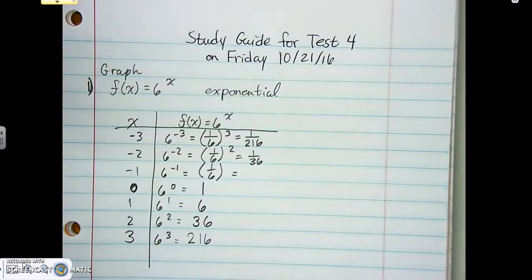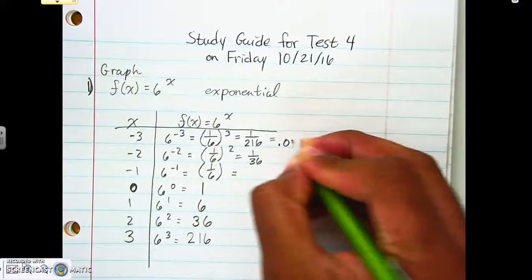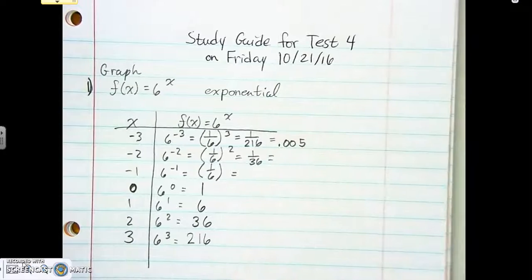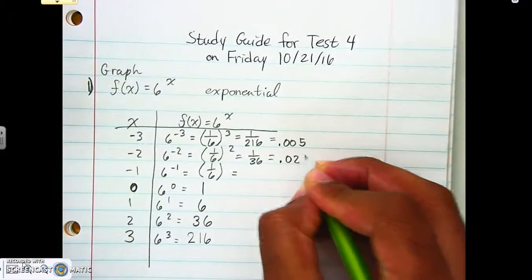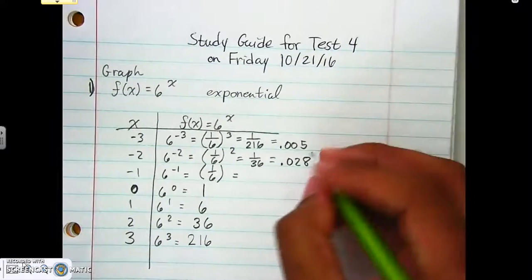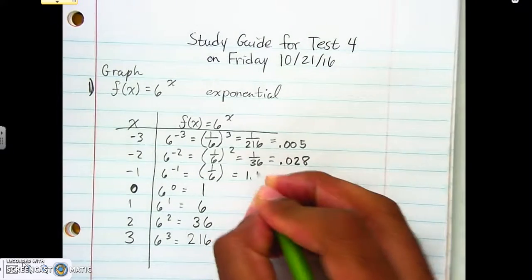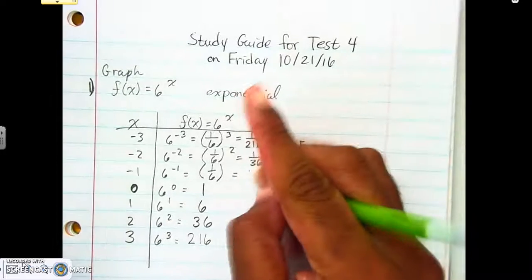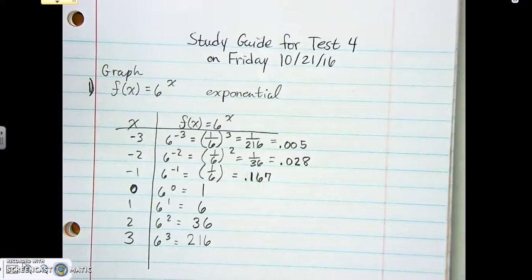Here's my calculator. So 1 divided by 216. We get approximately 0.005, because that 4 rounds up to a 5 because of the 6 behind it. 1 divided by 36 gives us 0.028 because that 7 behind the 7 makes it go up to 8. And then 1 divided by 6, that's about 1.6. Oh, sorry, my fault. It's 0.167. Because again, the 6 behind the 6 rounds up to a 7.